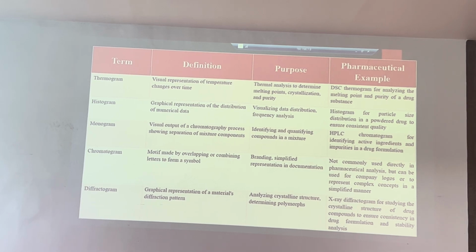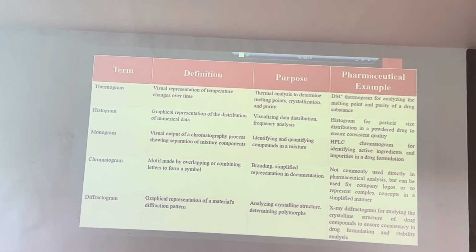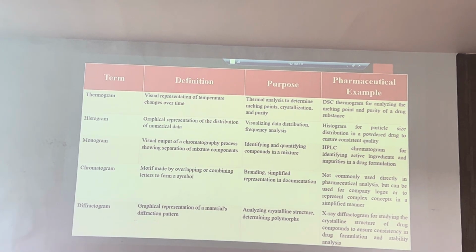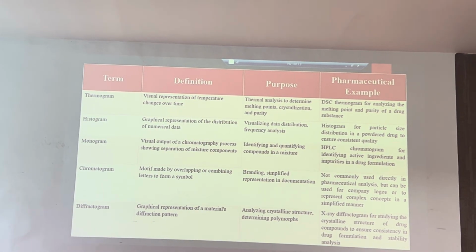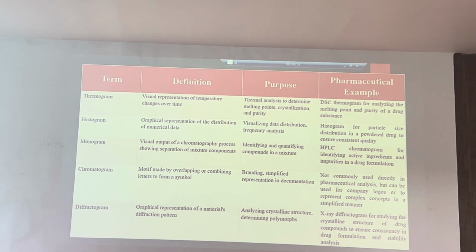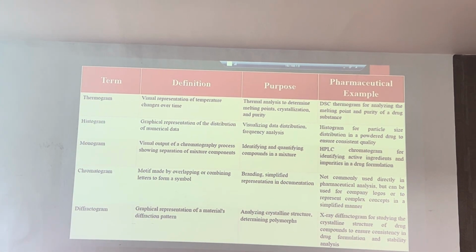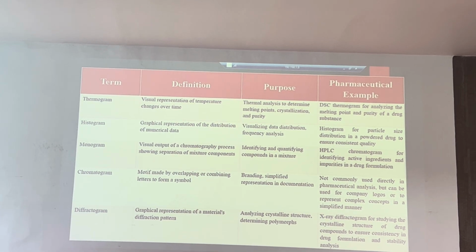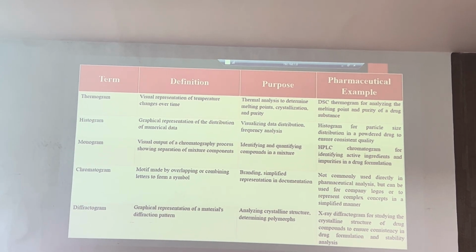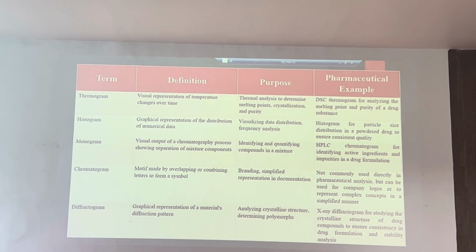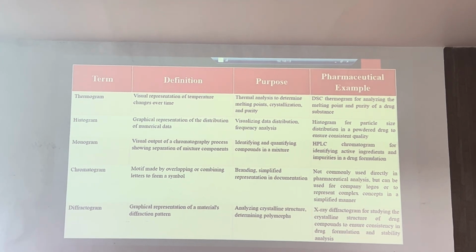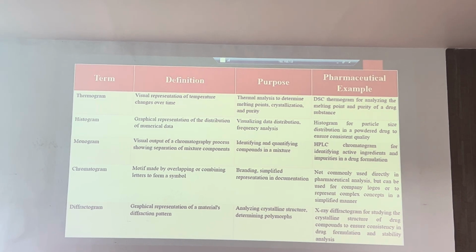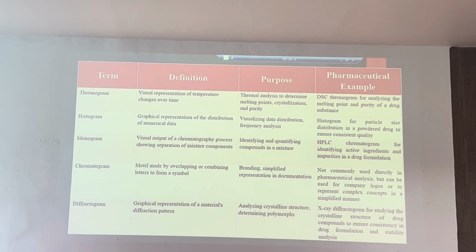Diffractogram is the graphical representation of a material's diffraction pattern, analyzing crystalline substances and determining polymorphs. For example, the X-ray diffractogram for studying the crystalline structure of drug components to ensure consistency in drug formulation and stability analysis. Normally, whenever you are doing any XRD, these are called diffractograms. Understood everyone? What is the difference between thermogram, histogram, monogram, chromatograph, diffractogram? These are the commonly used terminology in the laboratory.